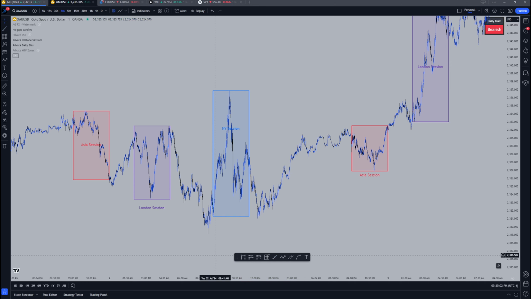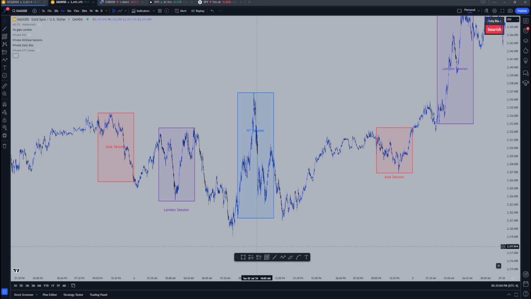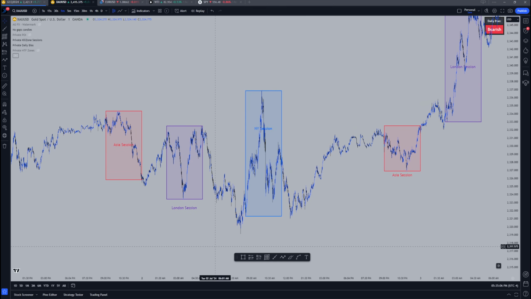Again, I personally don't take partials. I know some traders take partials, but I don't because I have a lot of confidence in my trading system of where I put my TPs. And 99% of the time, if it's a winning trade, it will hit my TP rather than reversing maybe midway and then hitting stop loss.